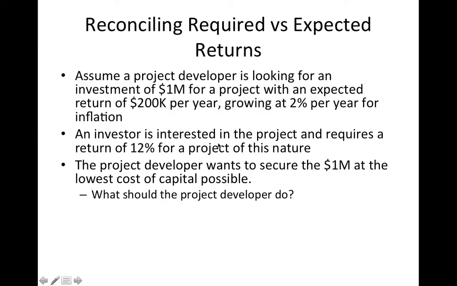They're talking to an investor. They're interested in the project. That investor requires a 12% return for a project of this nature. So that's their required return. So we've got to figure out what the expected return for the project is. We know what the investor's required return is. And then we know that the project developer's job is to secure the $1 million that they need for the project at the lowest cost of capital possible. Okay, so we know right off the bat that what the project developer probably, well, I'm jumping ahead. Question is, how does the project developer handle this?